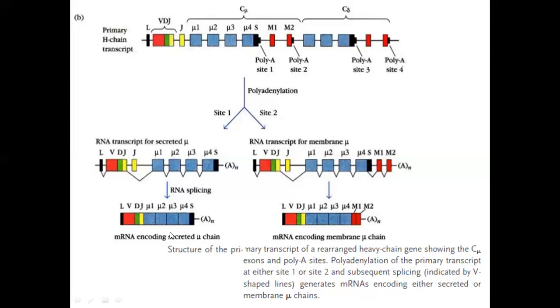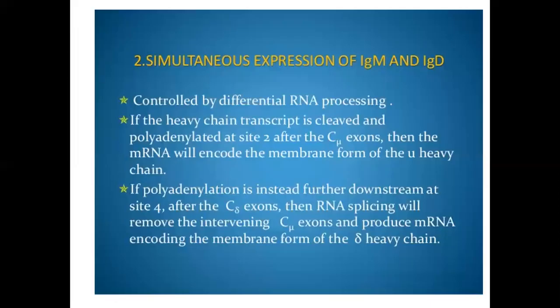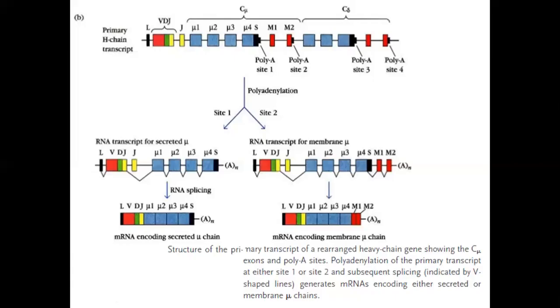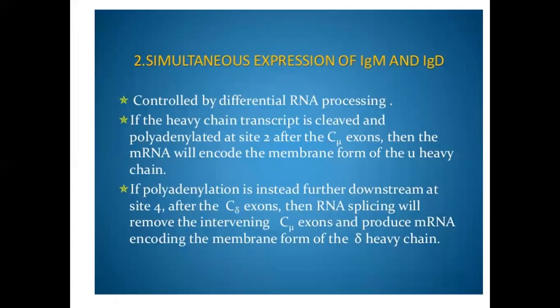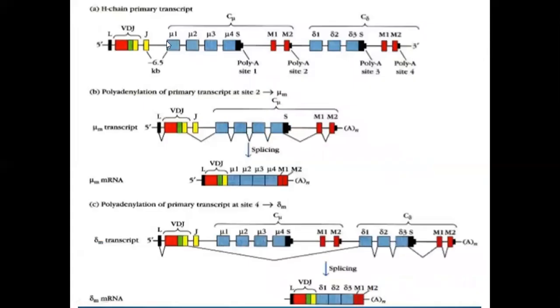So this is the difference in production of the secreted form and the membrane bound form of the immunoglobulin during RNA processing. This is how primary transcript processing leads to whether it is a membrane bound or the secreted form of the immunoglobulin. Next we'll see simultaneous, okay, I think I confused. This is the membrane or secreted immunoglobulin. The next one is simultaneous expression of IgM and IgD.